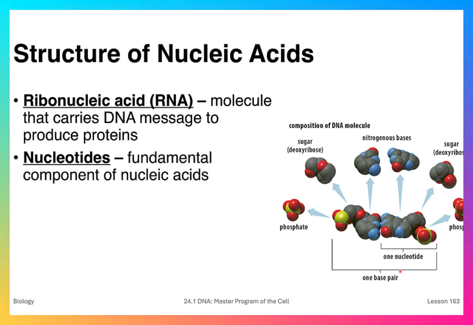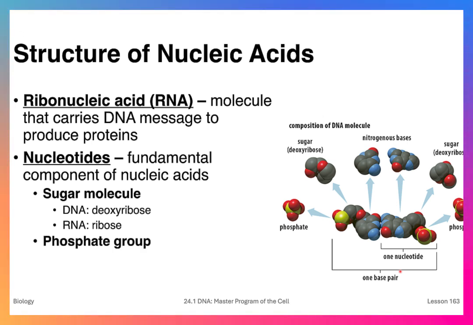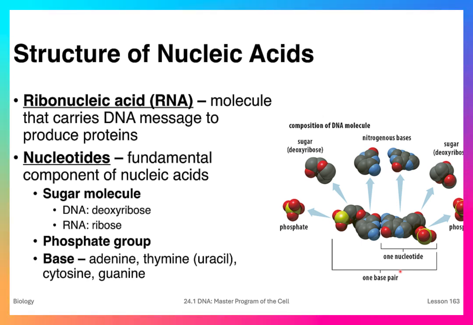So the nucleotide is the fundamental component of the nucleic acid, with a sugar molecule, which in DNA is deoxyribose, in RNA it's ribose, a phosphate group, and then a base. And in DNA, there are 4 bases: adenine, thymine, cytosine, and guanine. In RNA, they're the same bases except uracil is substituted for thymine.